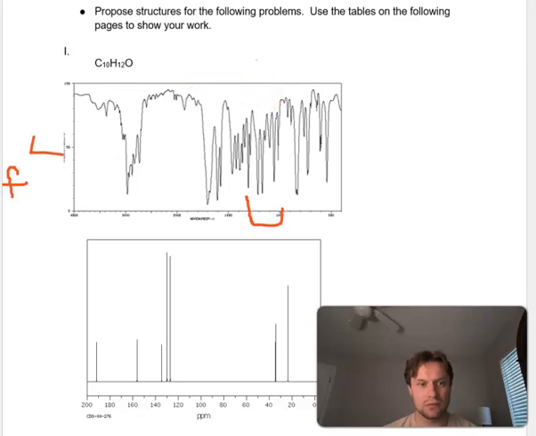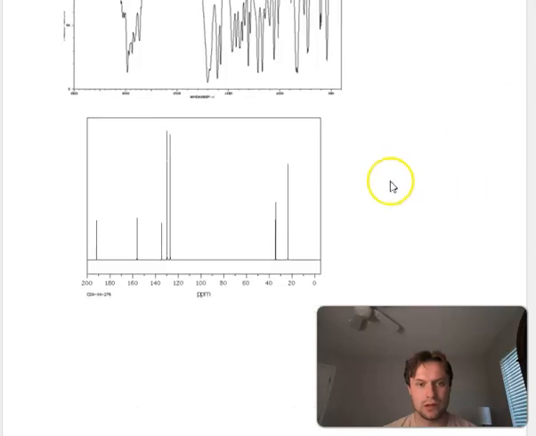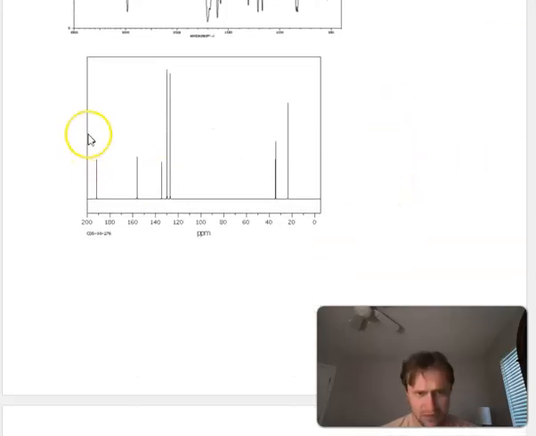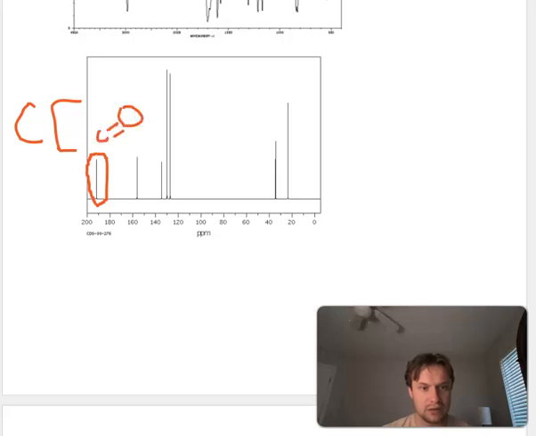Now we need more information to be able to identify the exact structure. So we're going to go down a little further to the CNMR. This just tells us the different layouts for the carbons. Around 180, which is this one right here, we see a single peak, which is going to be our aldehyde from earlier.